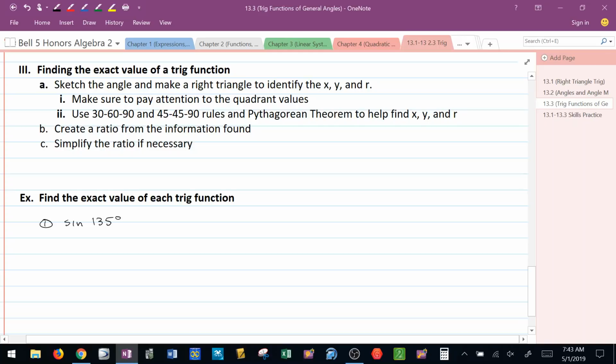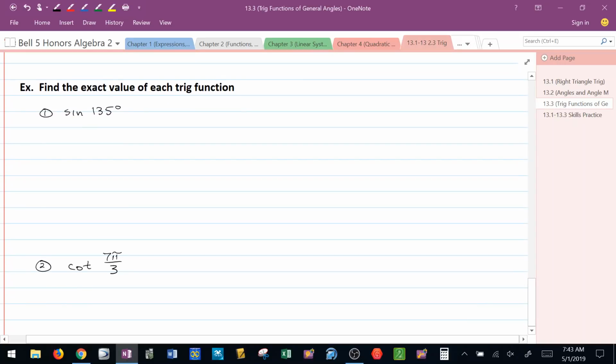We're going to need to be able to use the 30, 60, 90 rules, 45, 45, 90 rules, and maybe even the Pythagorean theorem in order to help us to find x, y, and r. All right. Once I have that information, then what I'm going to do is create a ratio from that information and then simplify the ratio if necessary. All right. So this is kind of the biggest challenge I think of this section.